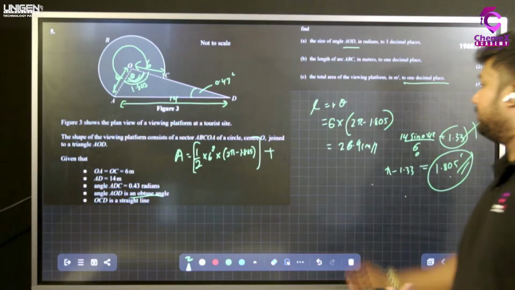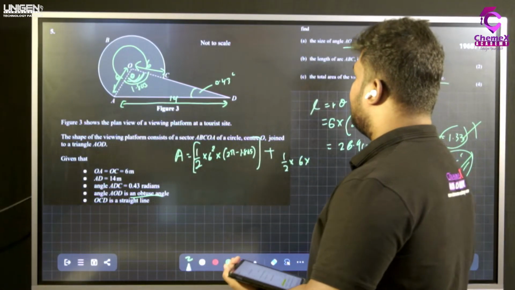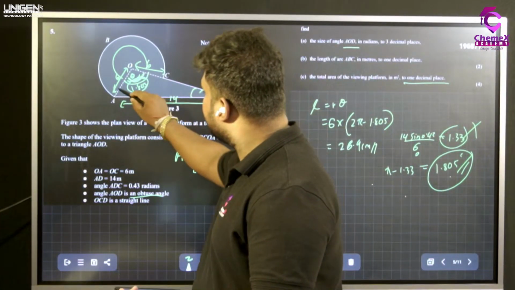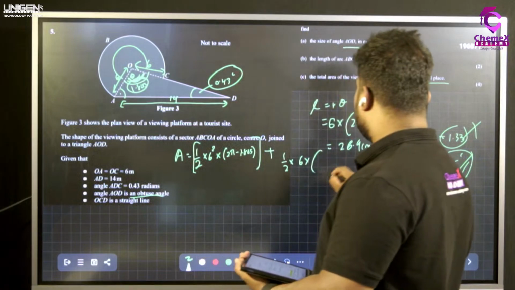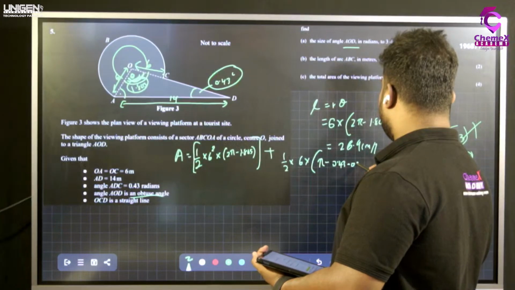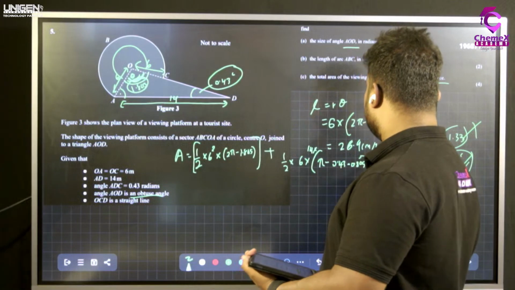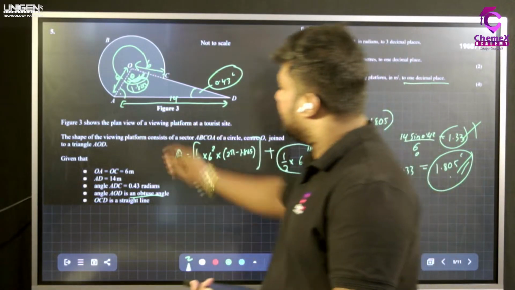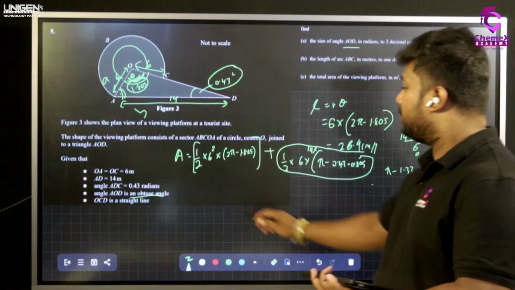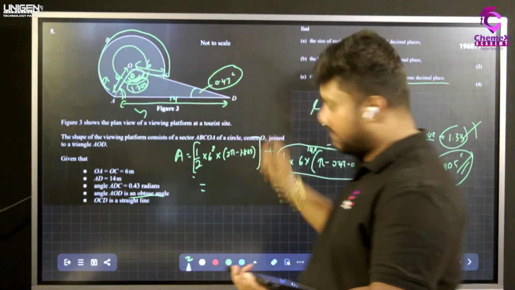what is the triangle area? Half into AB sin C. 6 into what? Since you know these two angles, you can just subtract them from pi. So pi minus 0.43 minus 0.805. So 6 into what then? 14, right? Since AB are these two sides, AB into this angle will give you the area. So then you need to add the sector area plus the triangle.